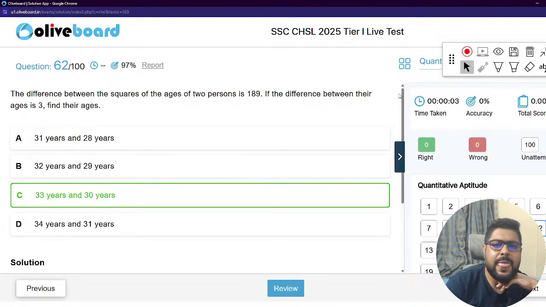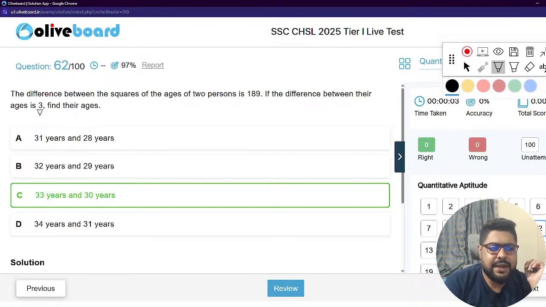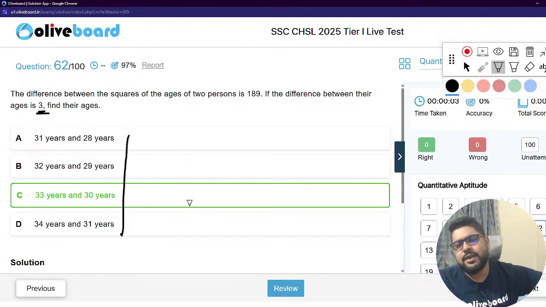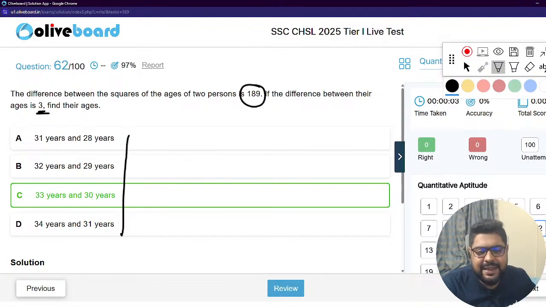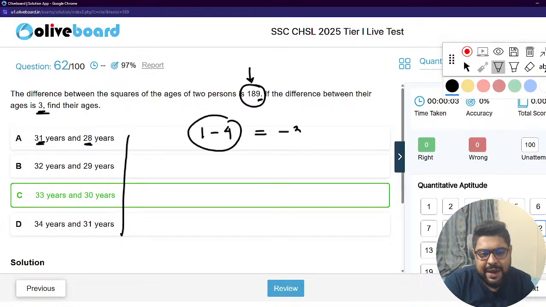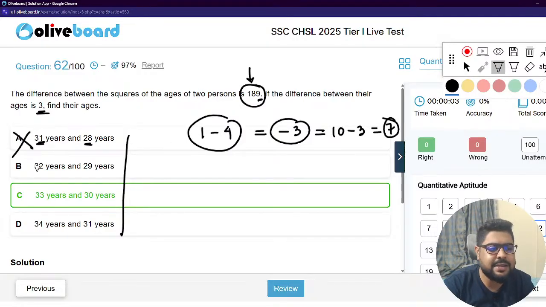You see, Reena, 2 options are given. Age is 3. So you see all 4 options are having a difference of age 3. But at least I need the difference of the squares to be 189, at least to be 9 unit digit. So 31 square and 28 square: 1 square 1, 8 square 4. So that means the unit digit is minus 3. Now minus cannot be the unit digit. That means 10 minus 3, that is 7. Is it matching? No, sir, cannot be my answer.